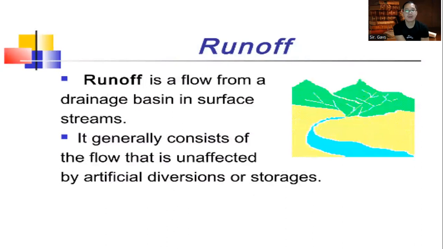Next, when we say runoff, it is the flow from a drainage basin in surface streams. So there are rivers, there are streams, with water flowing on the rivers and streams. It generally consists of the flow that is unaffected by artificial diversions. These artificial diversions are what we call dams. If they are not affected by dams, we call them runoff. They are freely flowing on the surface of streams.